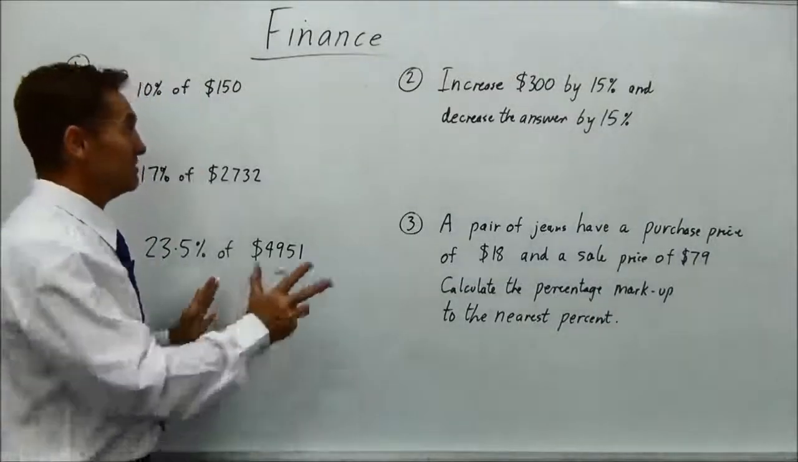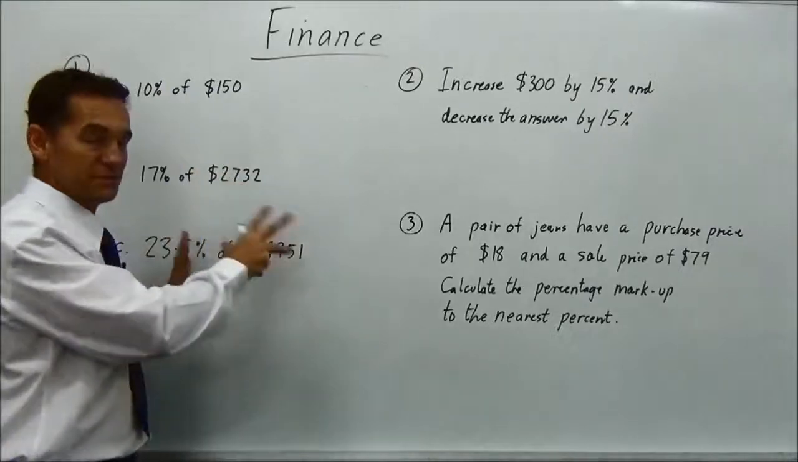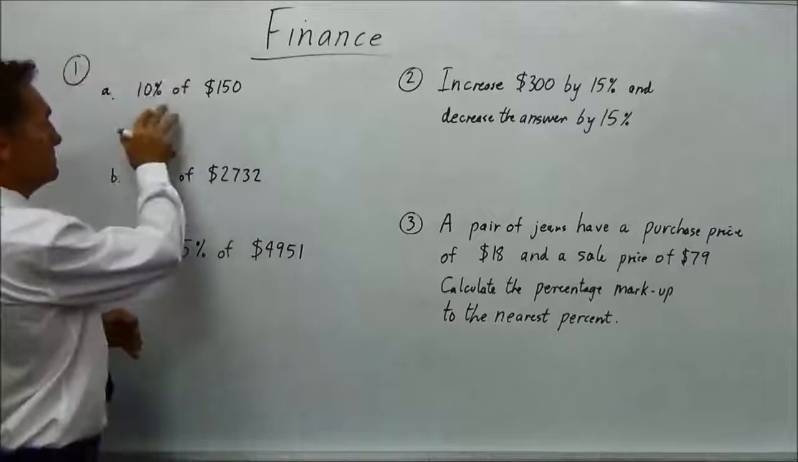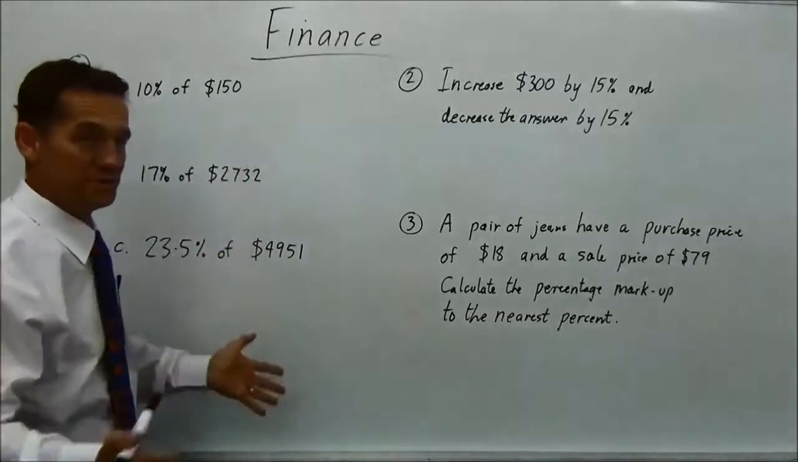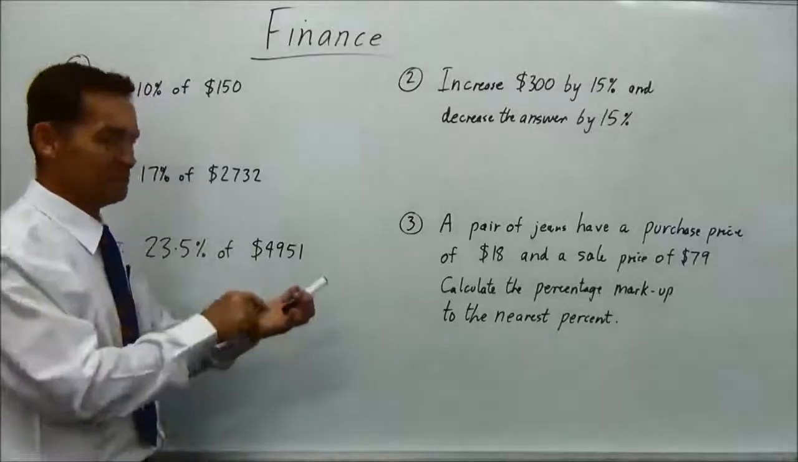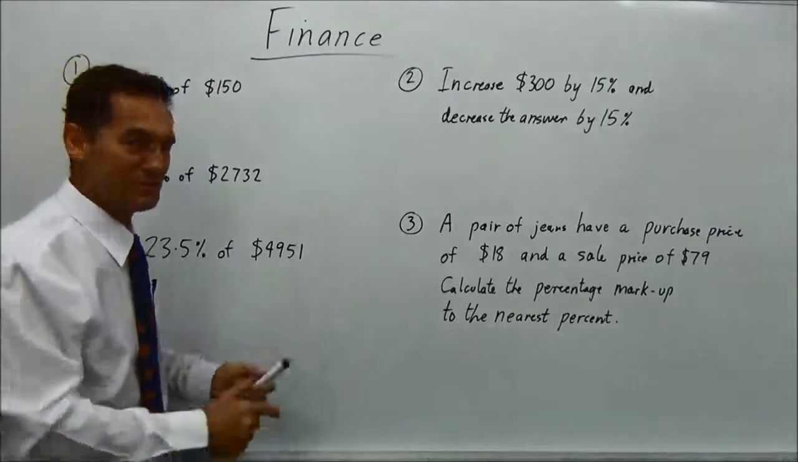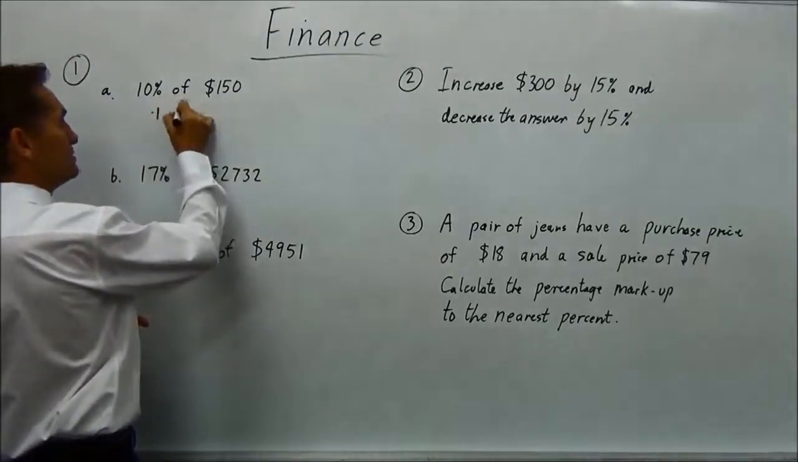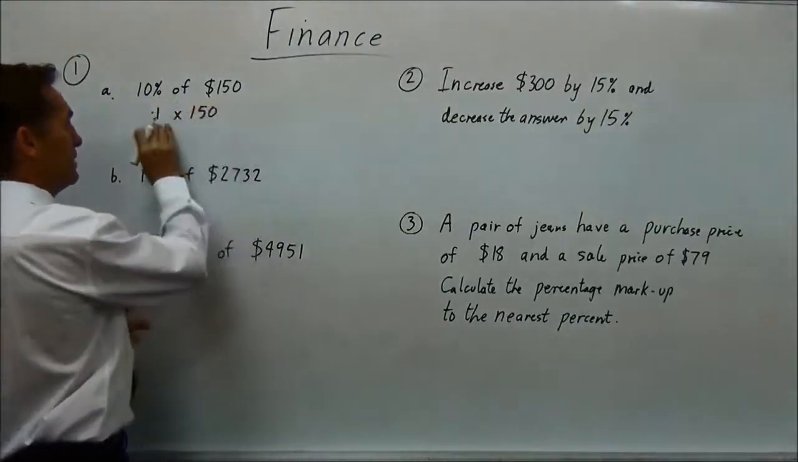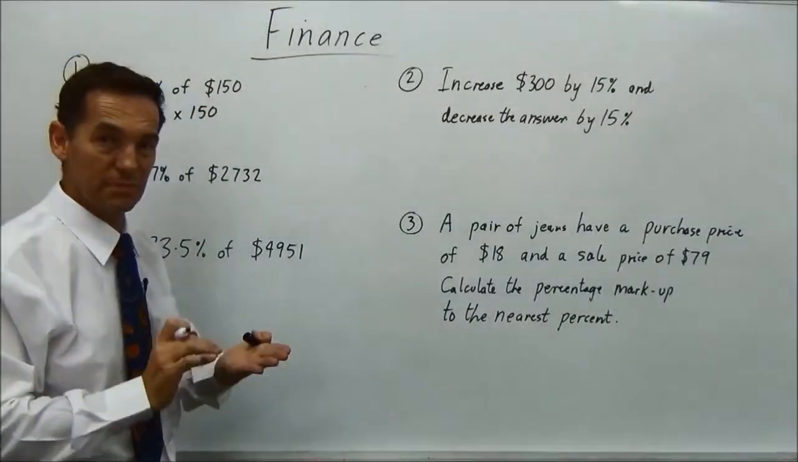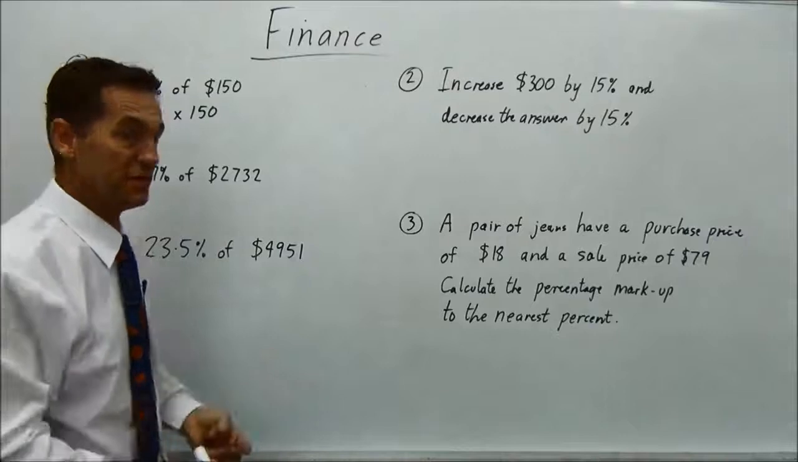So the mathematics of finance starts off fairly basic, and it usually starts off with percentages. So 10% of 150, you could just about do that in your head. However, you do have a calculator, so you can press 10% times 150 on your calculator. You can also type 0.1 times 150. And I would try and get used to using decimal places because you're pressing less buttons and it's usually faster.